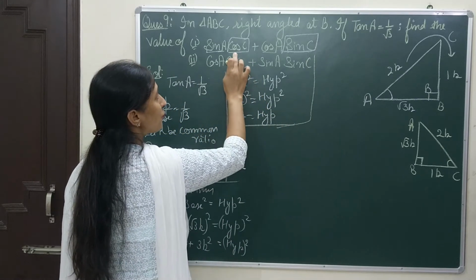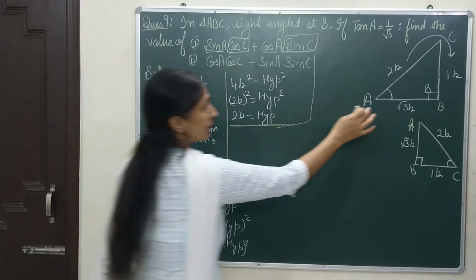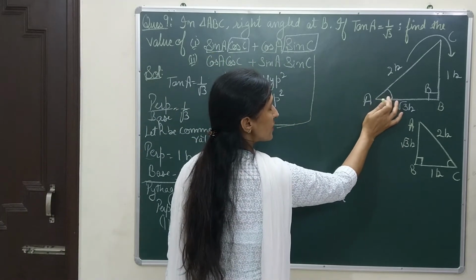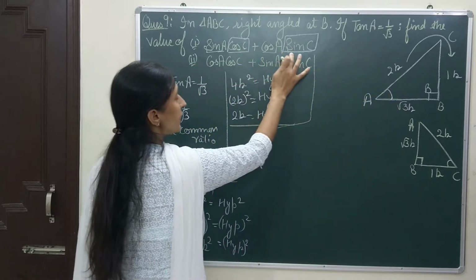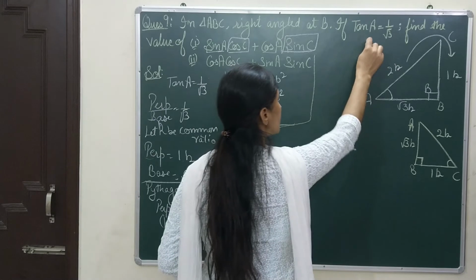So now I can get my values. I need the values of cos C and sin C. I need sin A and cos A, that I will get from here, as the angle of consideration here is A. For sin C and cos C, I will be using this triangle. So first of all, let us write down all these values here.